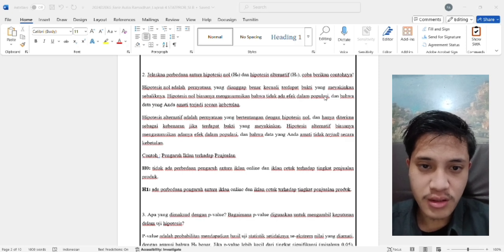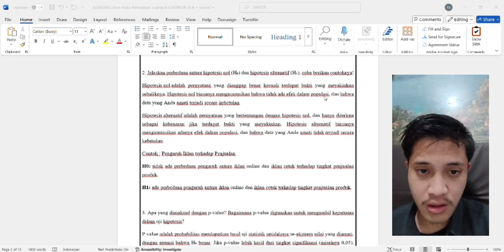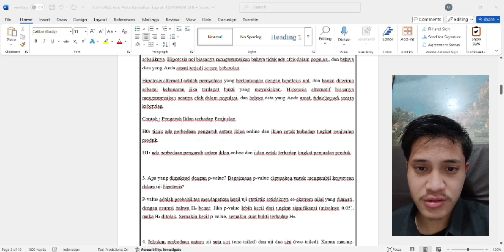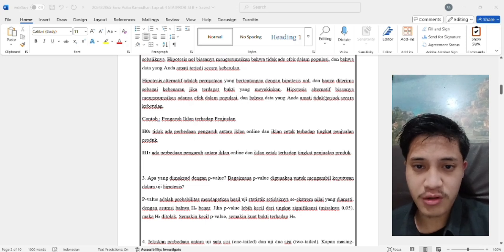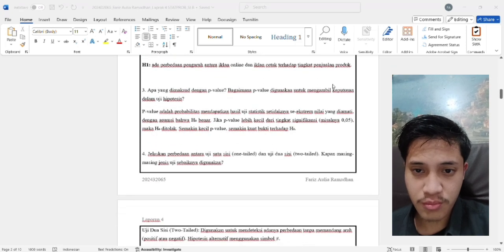Example, the effect of advertising on sales. H0: there is no difference in effect between online and print ads on product sales. H1: there is a difference in effect between online and print ads on product sales.